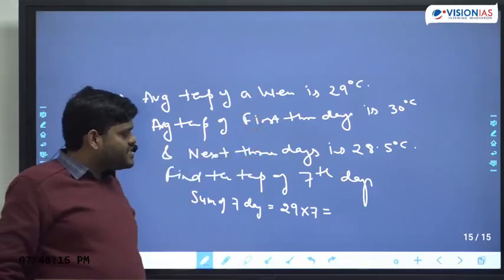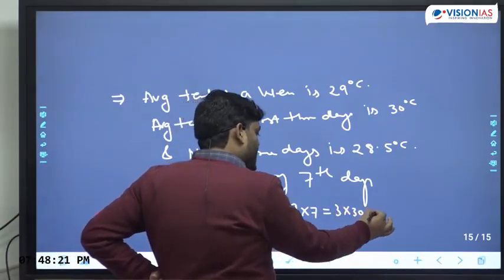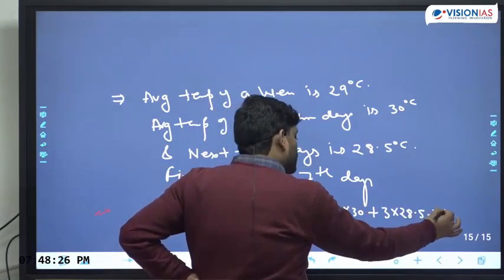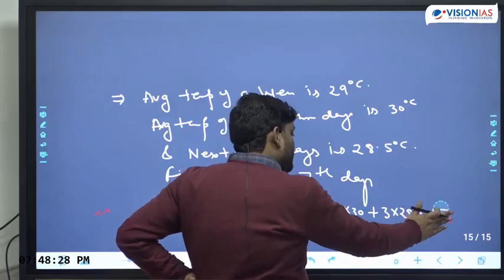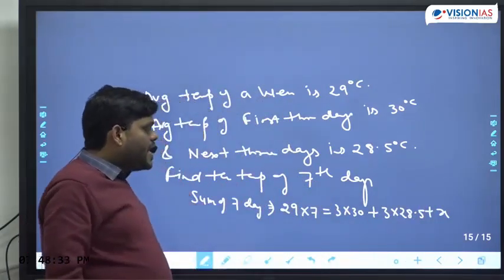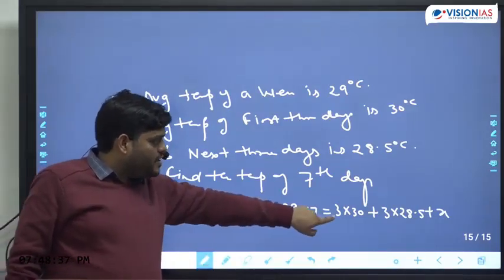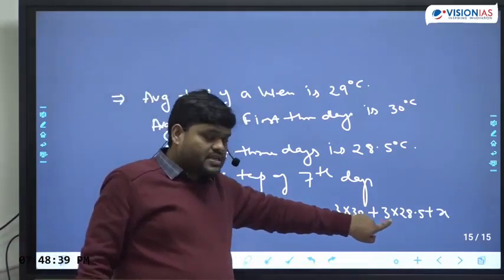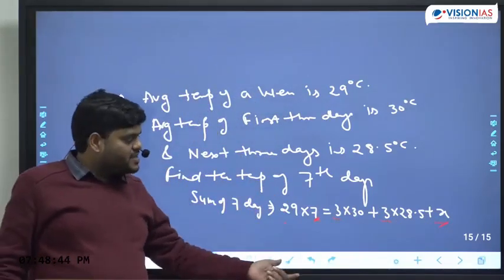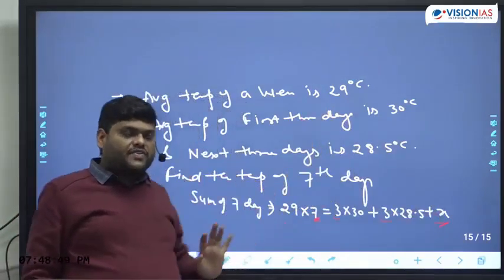The first 3 days' average is 30. That means 3 into 30, plus the next 3 days' average is 28.5, plus the 7th day temperature, suppose that is X. So you can say total 7 days are there: first 3 days, next 3 days, then the 7th day. From here we can find out the value of X and we can get the answer.